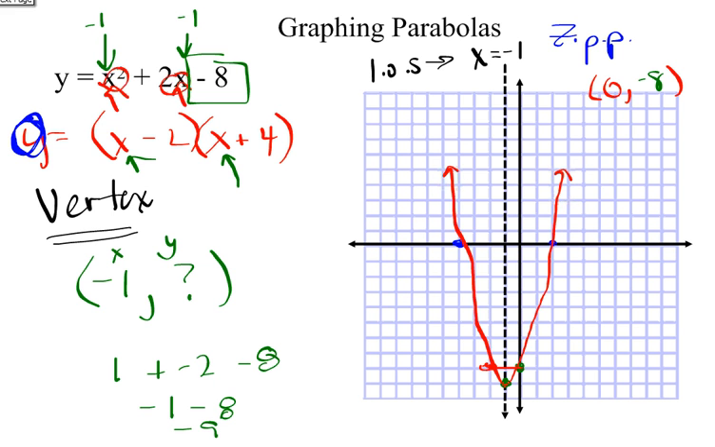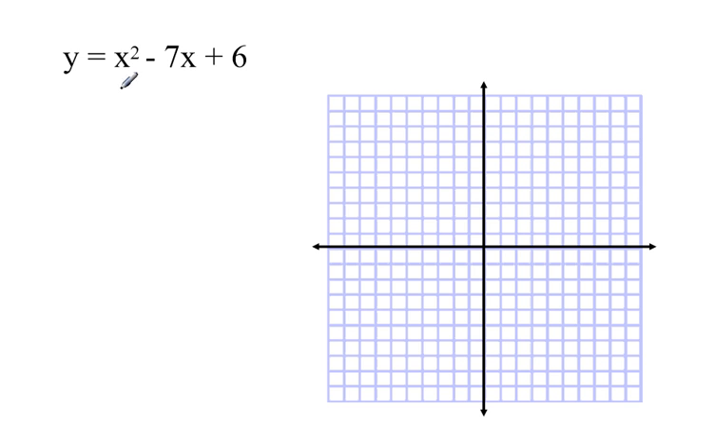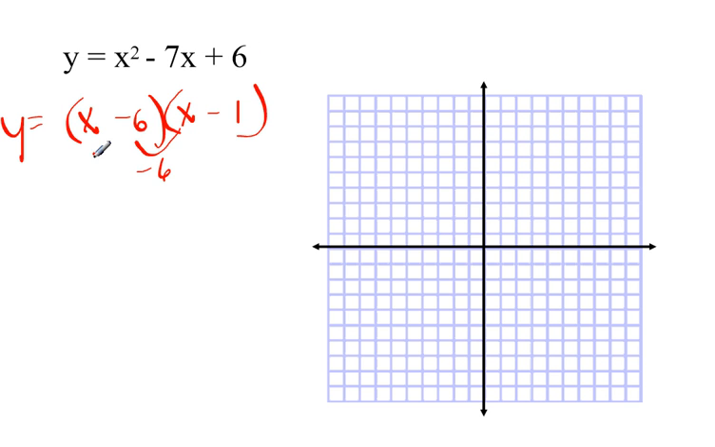All right, let's do one more. Go ahead and factor it. You can do this on your own if you want to try it without my help. I'm going to say minus 6 and minus 1, because 6 times 1 is 6. Negative 6, negative 1, these are x's, gives me negative 7x. So that's going to be the correct factoring.